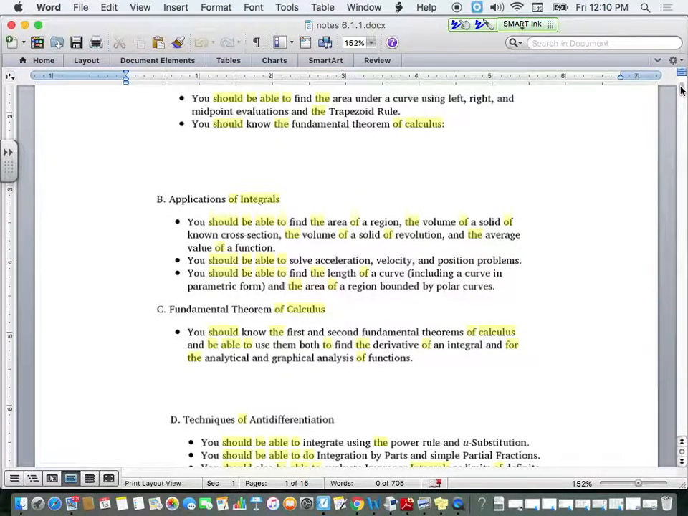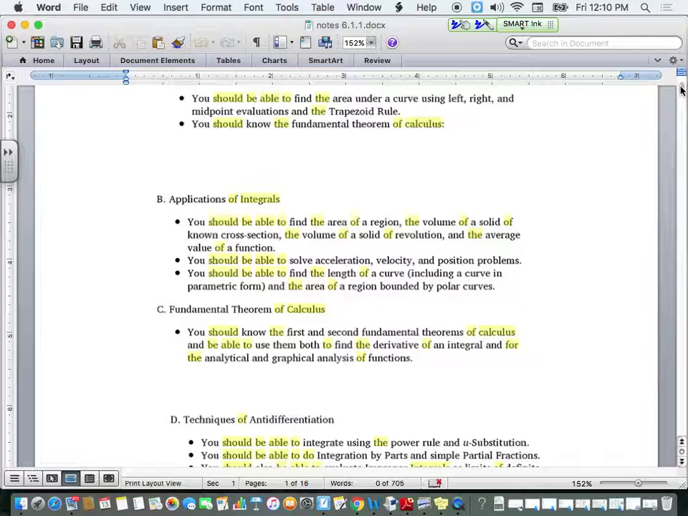You should be able to solve acceleration, velocity, and position problems, either derivative or motion. Most of your motion is going to be parametric. You should be able to find the length of a curve, including a curve in parametric form. Do you remember the formula for the length of a parametric curve?